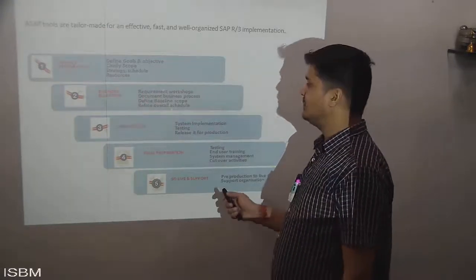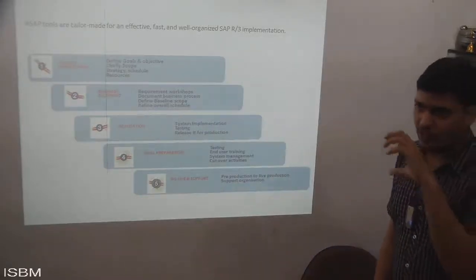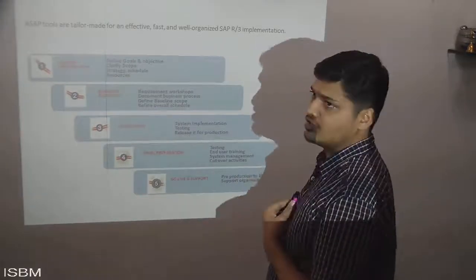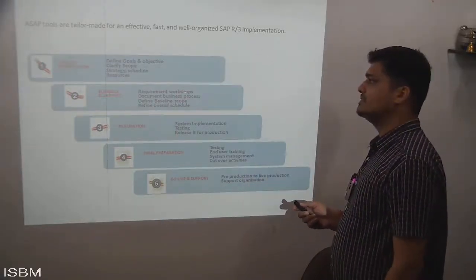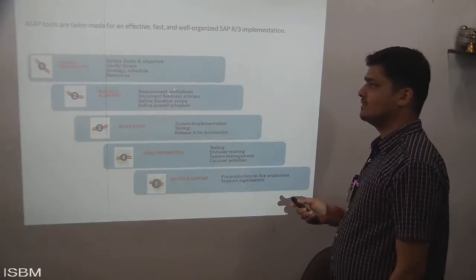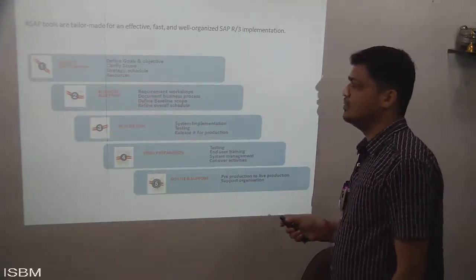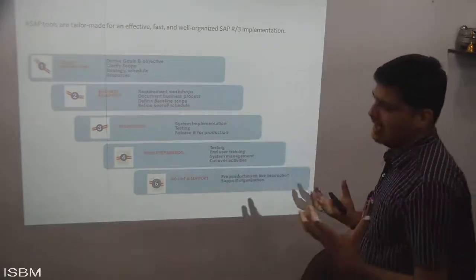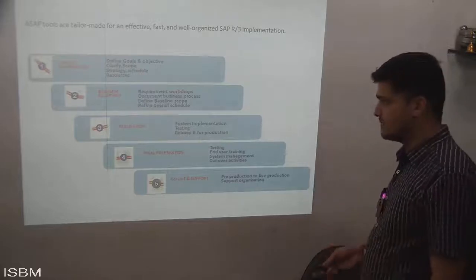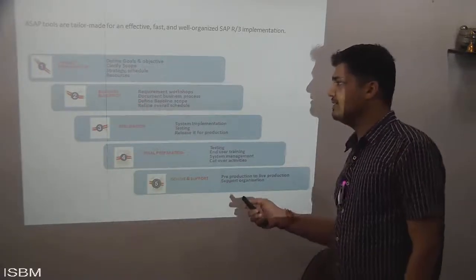In the business blueprint, what are we doing? Requirement workshop. What exactly is the requirement of Pfizer? We'll go to a workshop for that. Then we are documenting the business process, what exactly the business process they are following. Then define baseline scope, then after that we define the scope, what exactly the scope of the project is in our scenario. Then refine overall schedule.